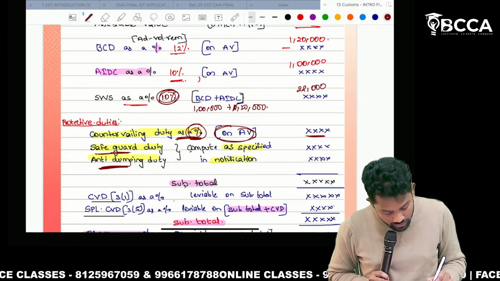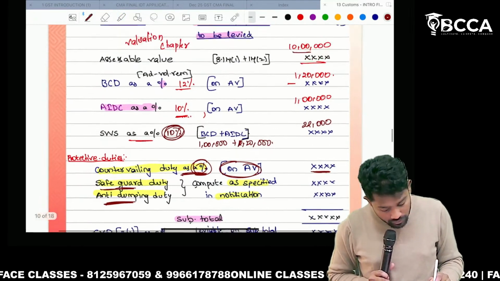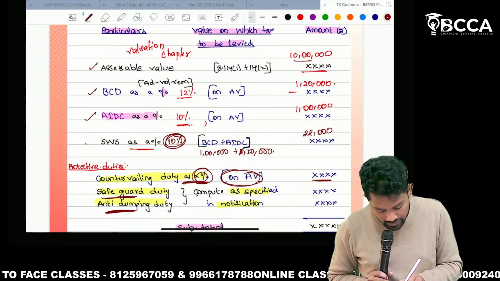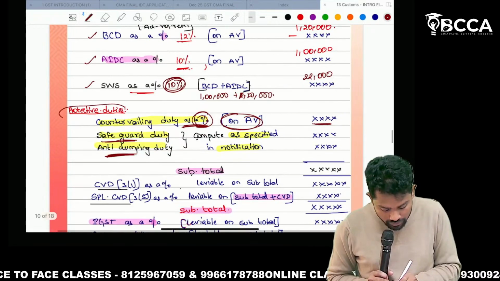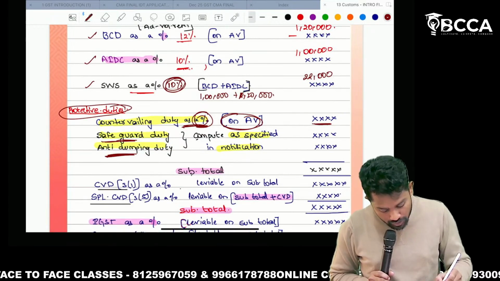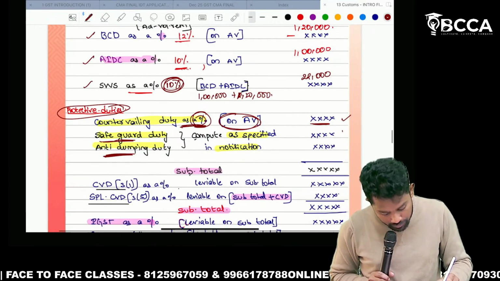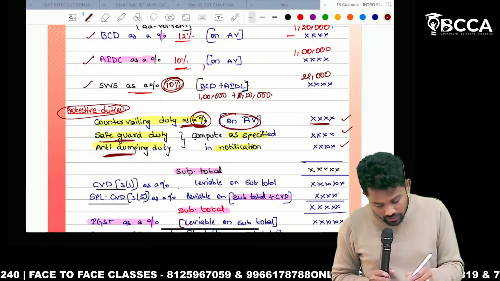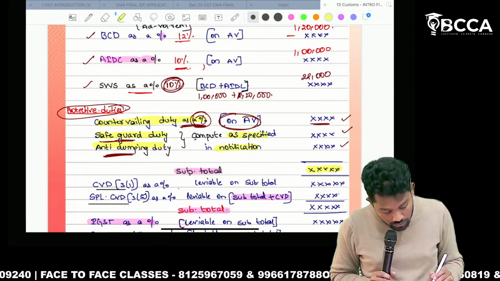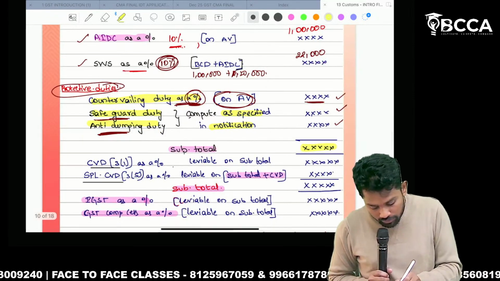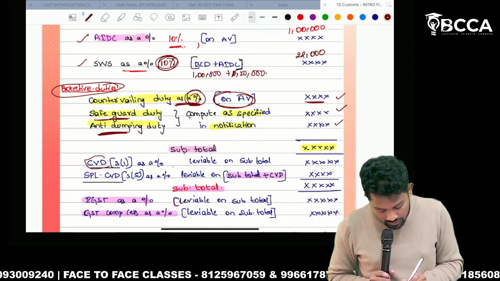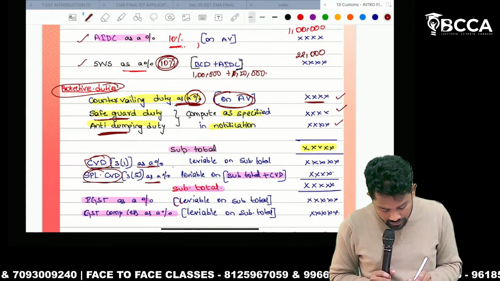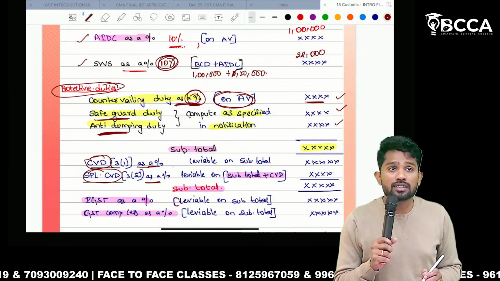So on levy of this, first assessable value you should take, then BCD, then AIDC, then SWS, then you should take the protective duties: countervailing duty, safeguard duty, anti-dumping duty. After that you should do what? Subtotal. You should do a subtotal. And from that subtotal, again, CVD as a percentage, special CVD as a percentage. CVD means how much, sir?